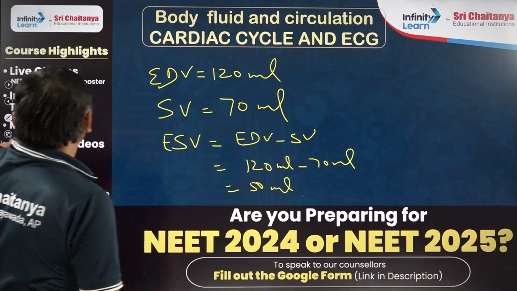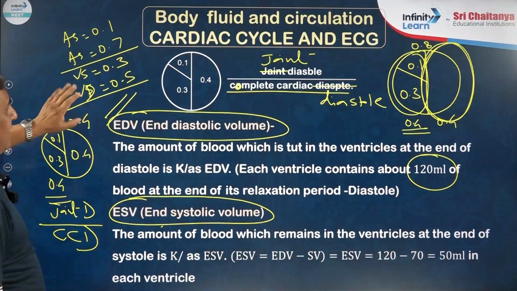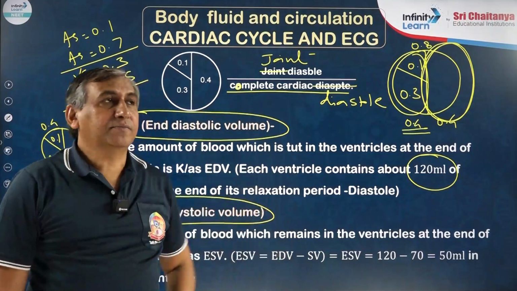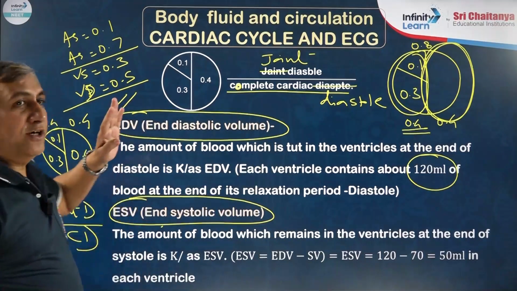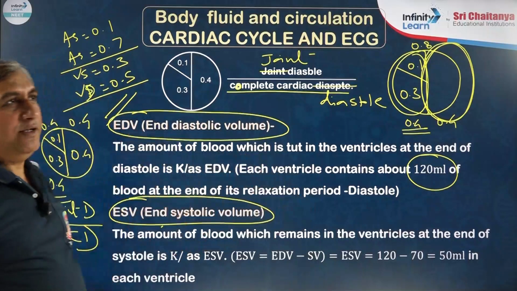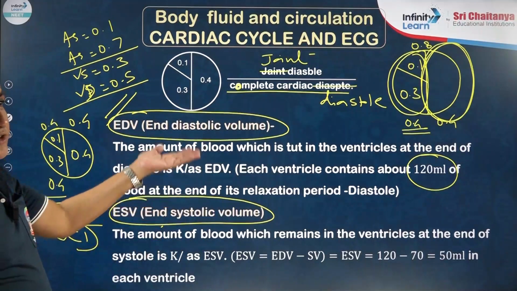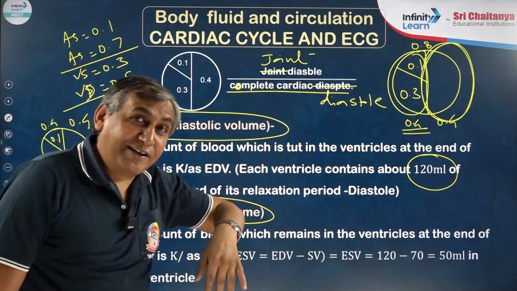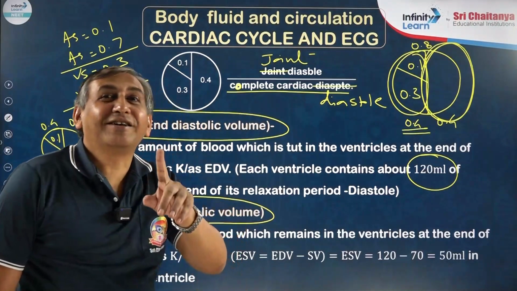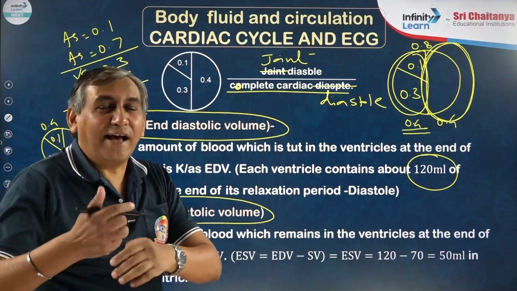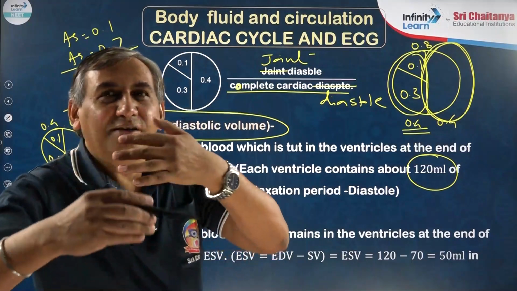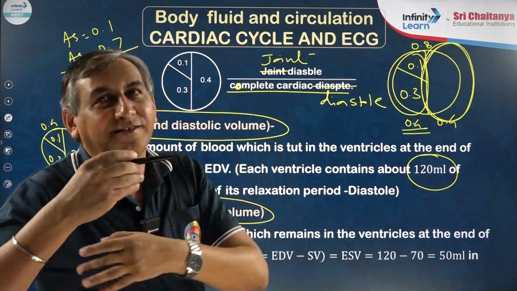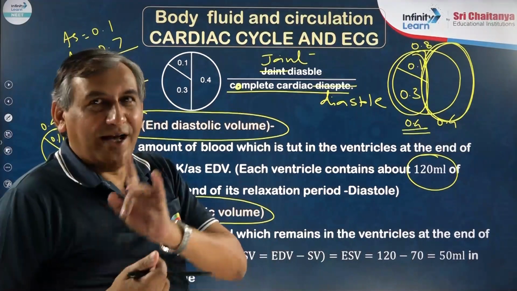Are you getting it? So I explained 3 points. What is EDV? 120 ml. What is stroke volume? 70 ml. How much is remaining? 50 ml. Next time, how much blood will enter the heart? Only 70 ml. Once the cycle has been established, only 70 ml of blood is required to maintain the cardiac cycle, not 120 ml. Are you getting my point?